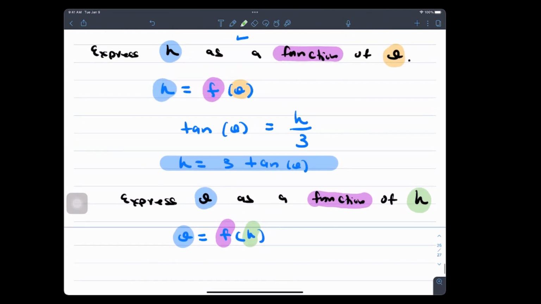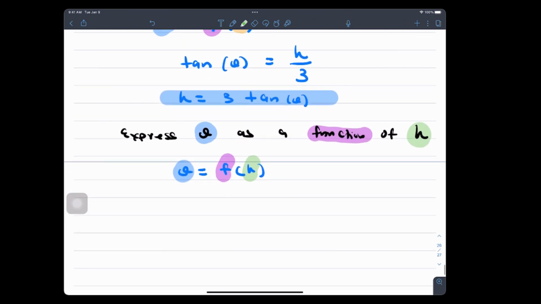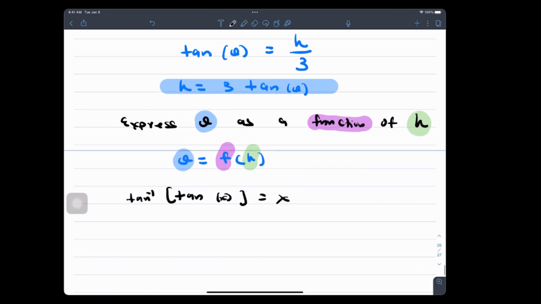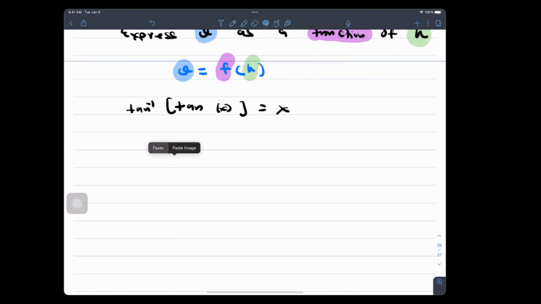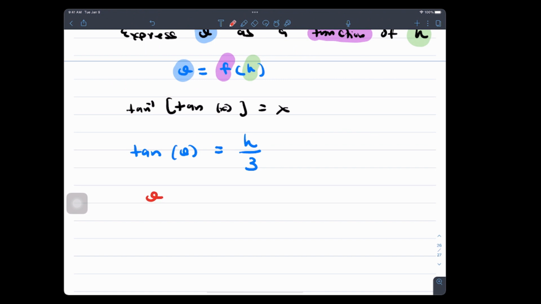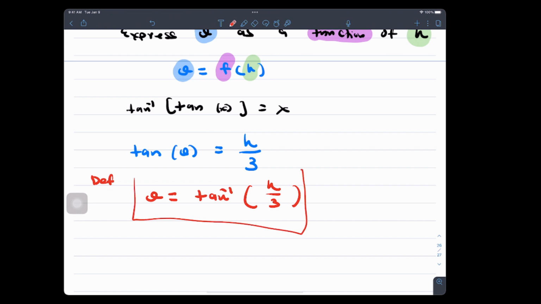Okay, you guys okay with that? Now you might say, Mr. Judge, how do we do that? Well, a couple of ways here. Remember those inverse function relations. I'm going to take this expression here, copy this, and I can use it. Or I could use the definition. The definition of what? Inverse tangent. The definition of inverse tangent is h over 3. That's by definition. And this is really what they want you to do.